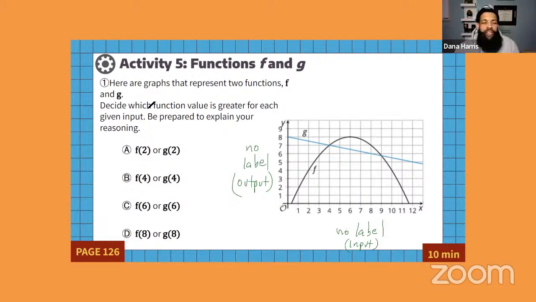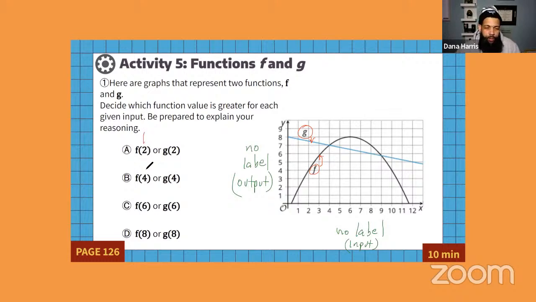It says decide which function value is greater for each given input. Okay, so in the first one, let's go back to that good old red. I would use blue because it's my favorite color, but I have a blue graph on function G. So notice the blue line is function G. The black curve is function F. We'll talk about what that curve is in the unit to come.